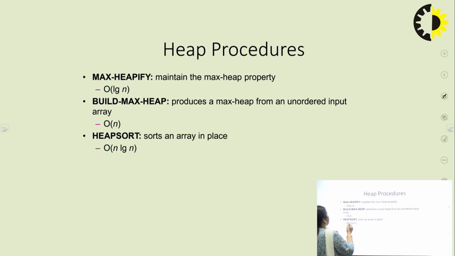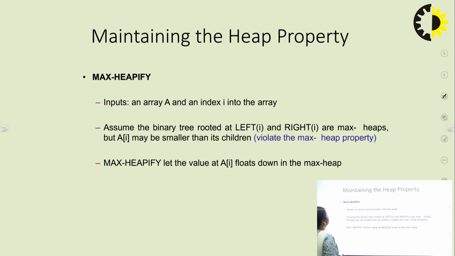So max heapify, build max heap and heap sort are our procedures. We have discussed the heap sort procedure. Now we'll discuss both the methods, max heapify and build max heap, one by one. First is max heapify. What is max heapify doing? It is taking an array and one index, let me say the first index. It means it will check whether the root node is following the property.